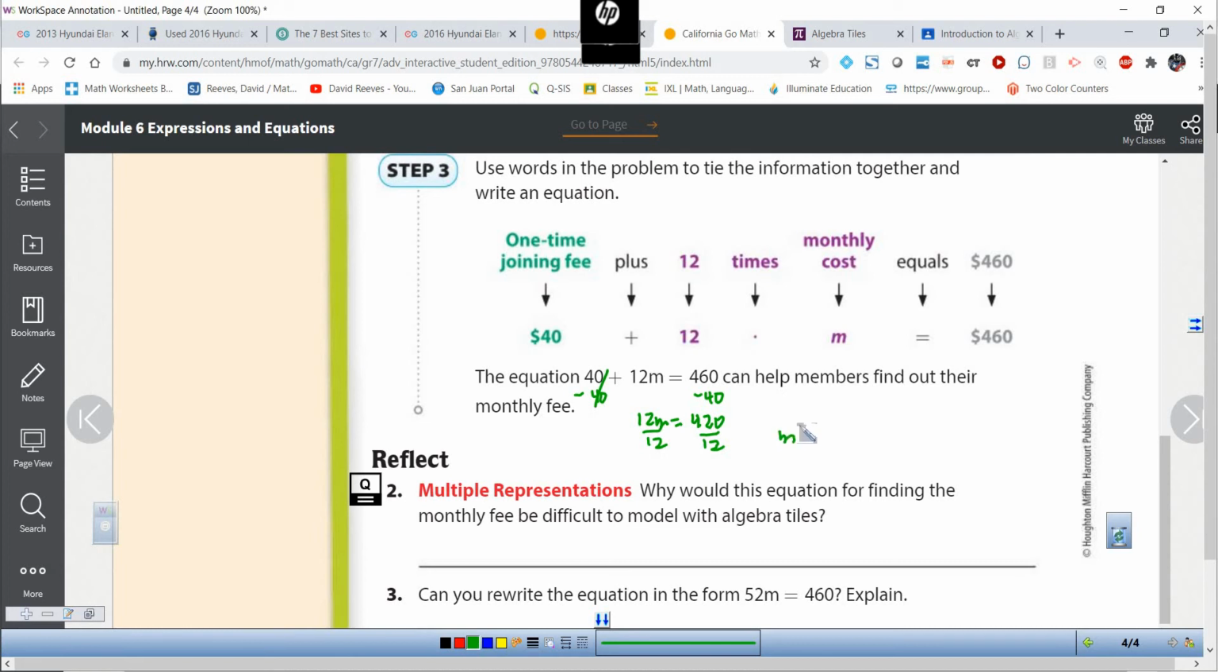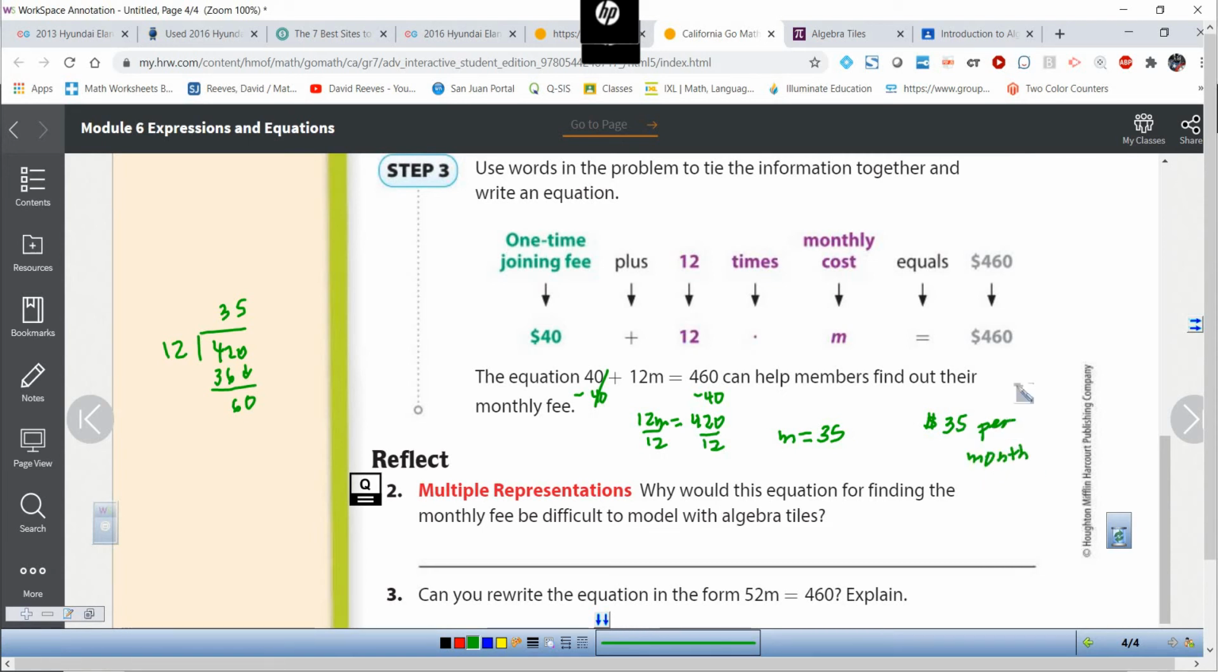So m is equal to, let's go ahead and do the math over here. 420 divided by 12. 12 goes into 42 three times. 36, right? 42 minus 36 is 6. Bring down that 0. 12 goes into 60 five times. So m is equal to 35, which means for this problem it would be $35 per month.